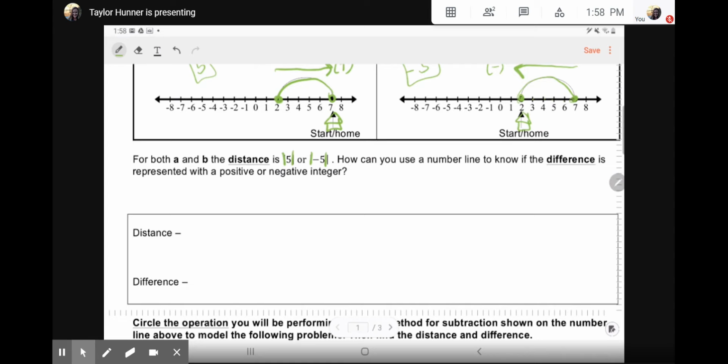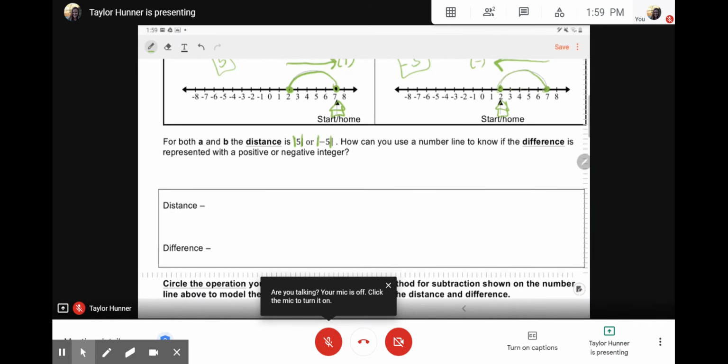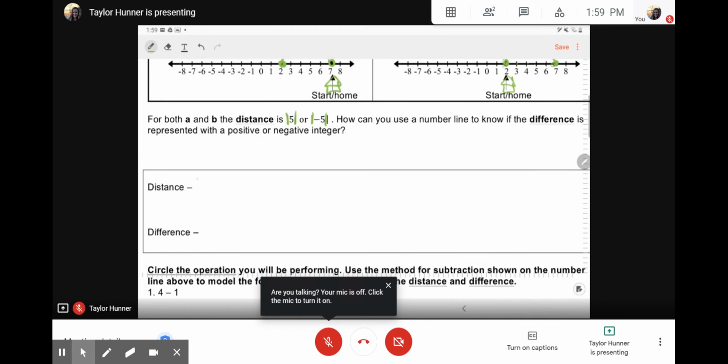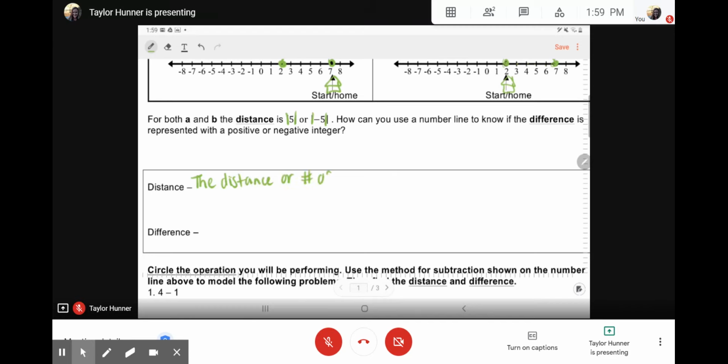How can you use a number line to know if the difference is represented with a positive or negative integer? Okay, well, the distance is literally just the distance between 2 points. So I'm going to write that it is the distance or number of spaces between 2 points.